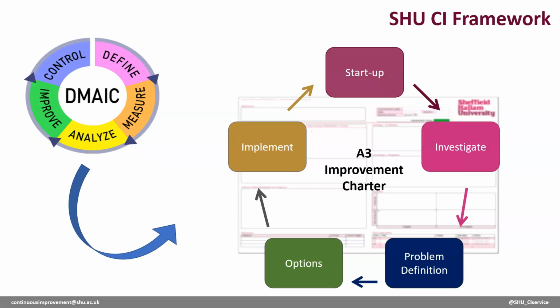Firstly, I will introduce you to the continuous improvement framework we use at SHU. It is loosely based on the Six Sigma DMAIC framework, which you can see to the left of the screen. We adapted this framework to use language that was better suited toward a higher education setting, and as a result developed the cycle you can see on the right. The 5 phases within our SHU framework include startup, investigate, problem definition, options, and implementation. This framework is underpinned by the A3 Improvement Charter, which I will refer back to at the end of this session.